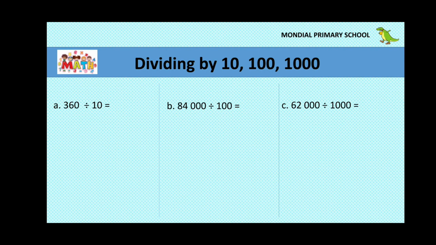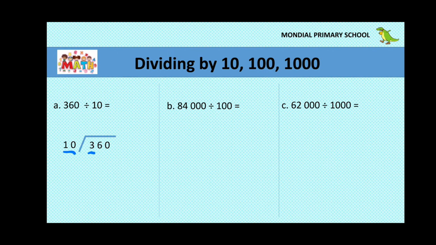Let's start with these three. Look at the first one, 360 divided by 10. Do you still remember how to divide a number like this? Good! I know you remember and you can do it. Let's divide the number, everyone. How many tens does it take to make 3? Fantastic! The answer is none.